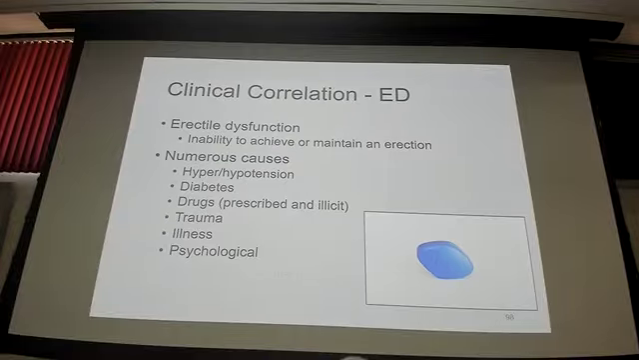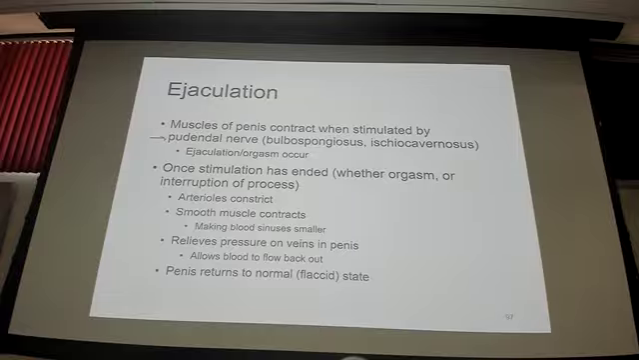And after that, you have tumescence. Anybody familiar with the term tumescence? Tumescence is achieving an erection, achieving rigidity of the penis. Detumescence is returning to the flaccid state. So if you ever see those words, that's what they mean. Did you have a question?